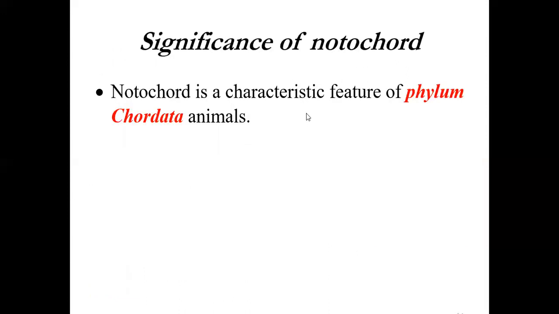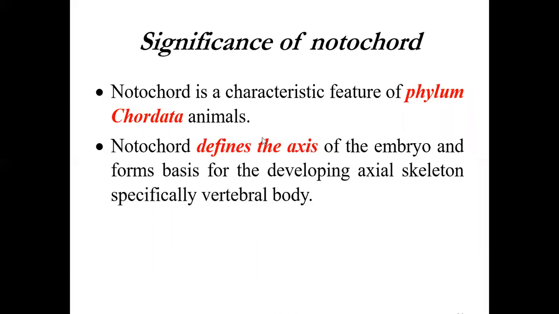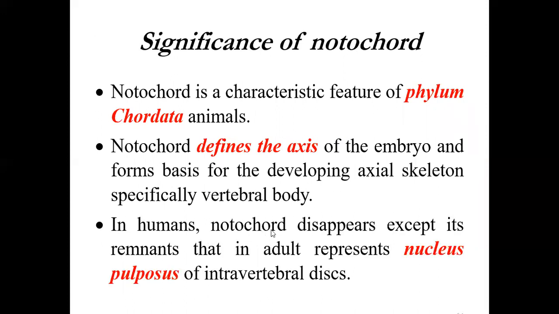So what is the significance of the notochord? The notochord is a characteristic feature of phylum Chordata animals. It defines the axis of the embryo and forms the basis of the developing axial skeleton, specifically the vertebral body. In humans, the notochord disappears except for its remnants. In the adult, it represents the nucleus pulposus of the intervertebral discs and the apical ligament of the dens, which you will read in head and neck. So two remnants of the notochord are the nucleus pulposus and the apical ligament of the dens.